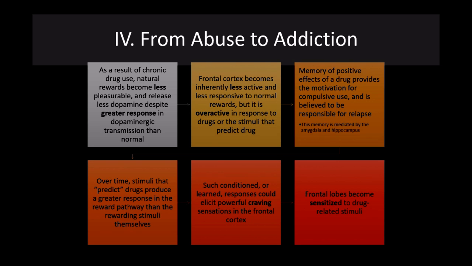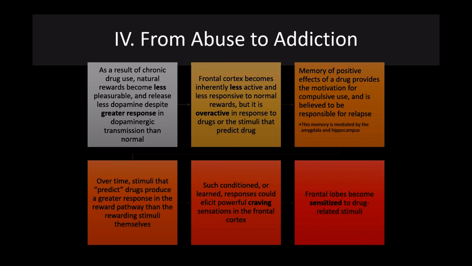So here's a basic overview of how we can go from abuse to addiction. As a result of chronic drug use, those natural rewards become less pleasurable. We get less dopamine response, despite greater responses in the dopaminergic transmission than normal. The frontal cortex becomes less active, less responsive to normal rewards, but is overreactive to drugs or the stimuli that predict drugs, so those drug-related cues are particularly important.